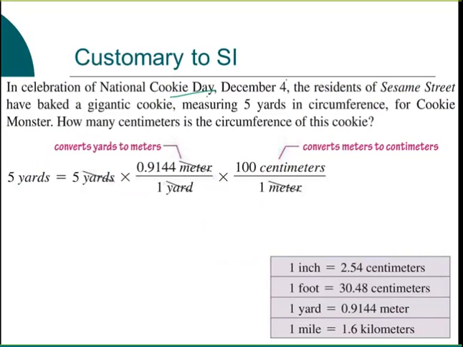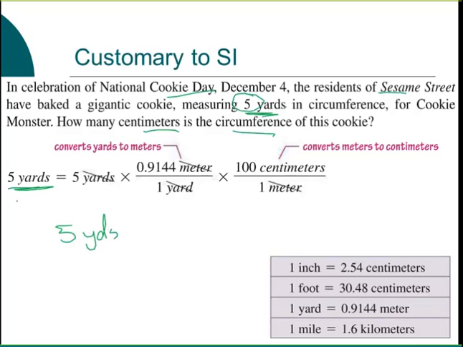Here we've got National Cookie Day. Sesame Street is making cookies, and they've got a gigantic one. It's 5 yards in circumference. How many centimeters is the circumference of this cookie? Well, to go there, we've got 5 yards, and what we want to do is set up our 5 yards.